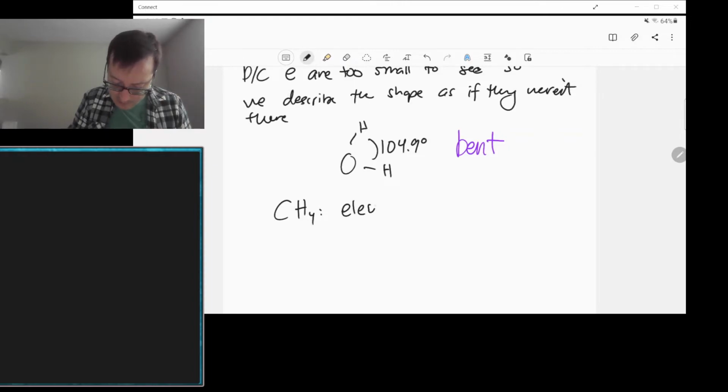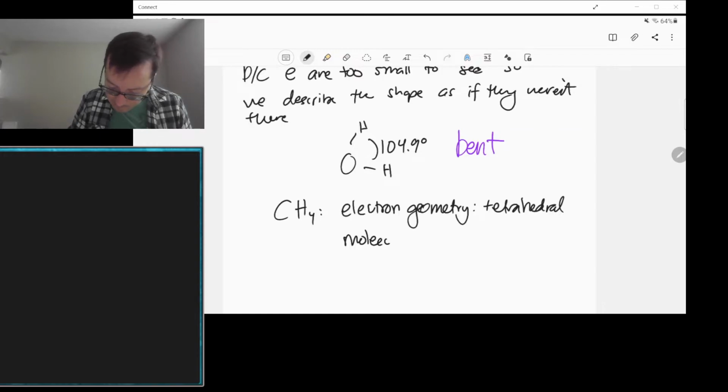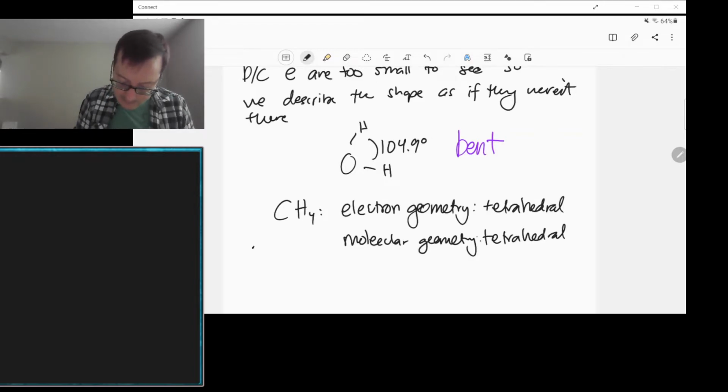Its electron geometry is tetrahedral. Its molecular geometry is tetrahedral. And because that's AX4, there's no lone pairs there.